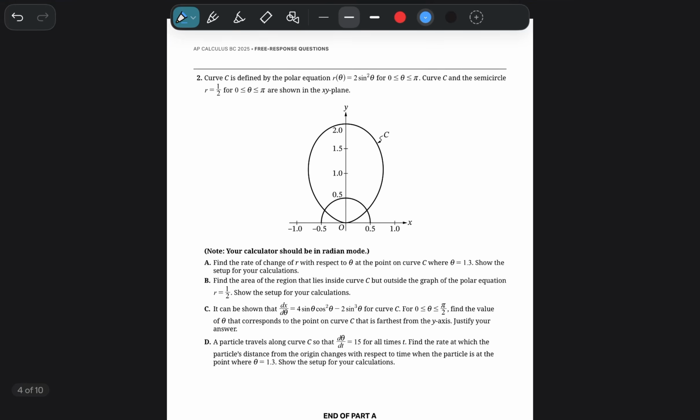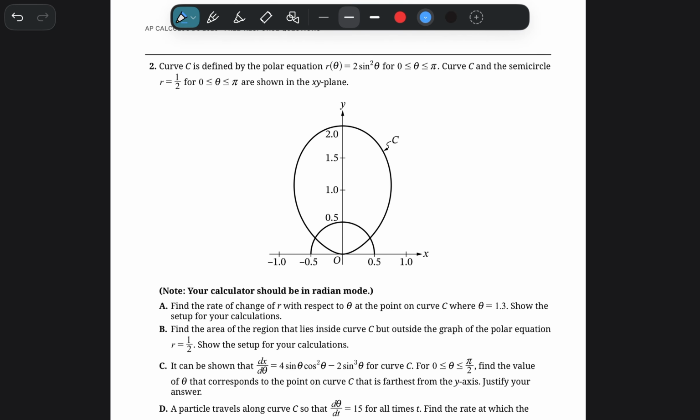Hi guys, this was the lowest scoring AP Calculus BC FRQ from 2025, and this had an average of just 3.09 points out of 9 points. The other questions had an average of around 5 to 6 points. So let's see what we're dealing with this time.